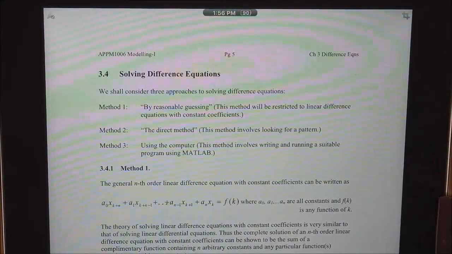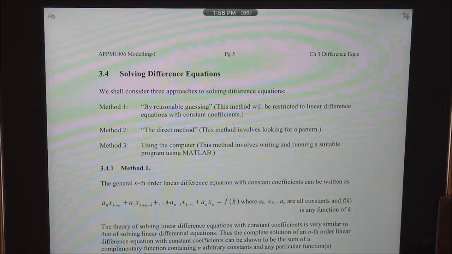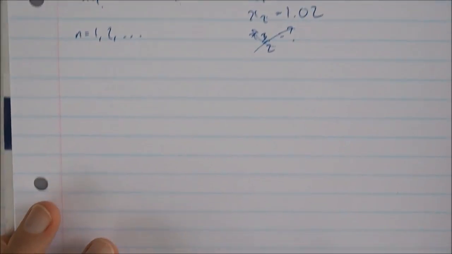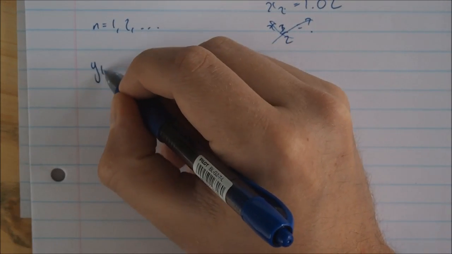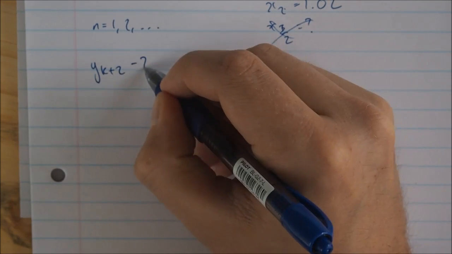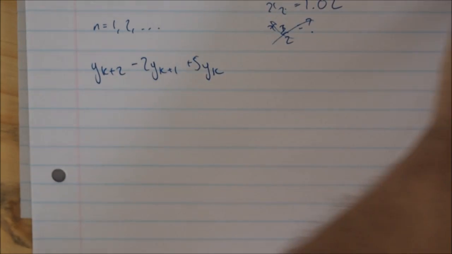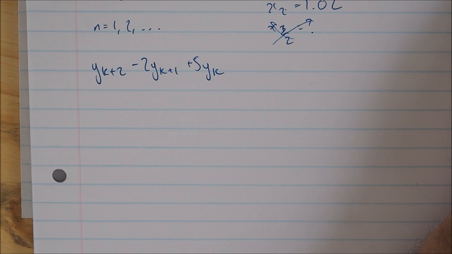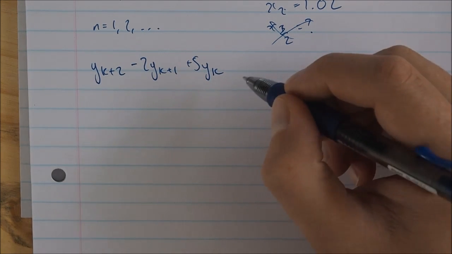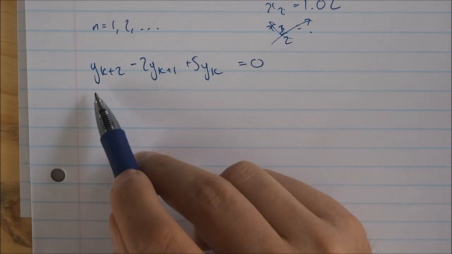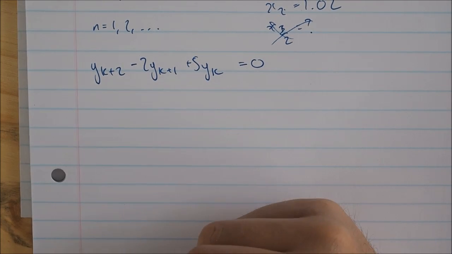So let's do an example. The first example is, I'll do it here. We have y_{k+2} minus 2y_{k+1} plus 5y_k. This can be found in the notes on the bottom of page 6. There are a couple of examples for you to try. I'm going to do this one. So we have a second order linear difference equation.